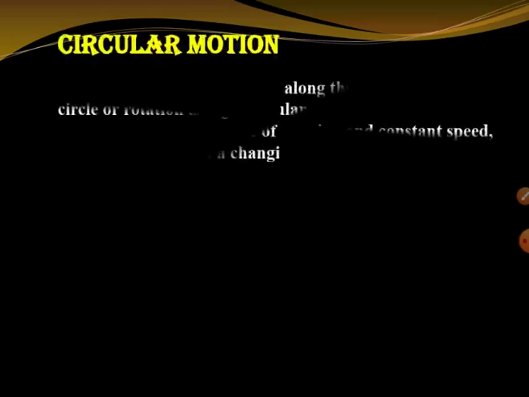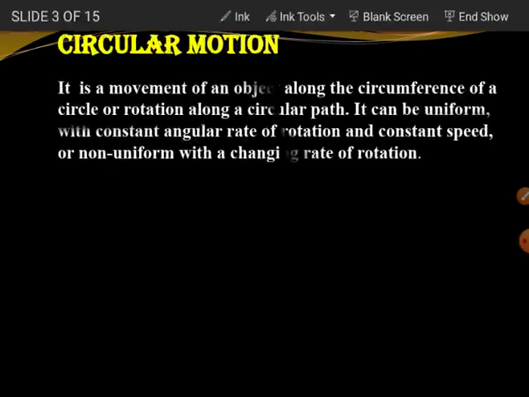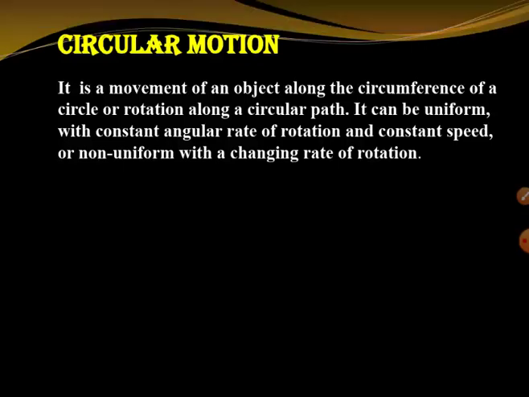Now, what is circular motion? It is a movement of an object along the circumference of a circle or rotation along a circular path. It can be uniform, with constant angular rate of rotation and constant speed, or also non-uniform, with changing rate of rotation. Here we do not mean uniform circular motion, we simply mean only circular motion.